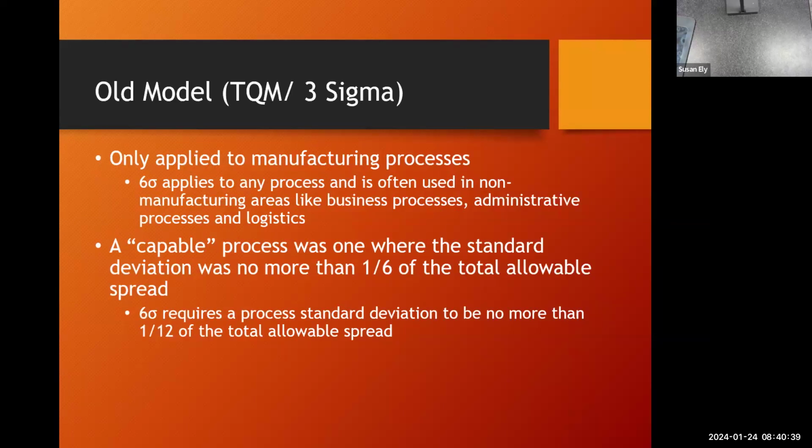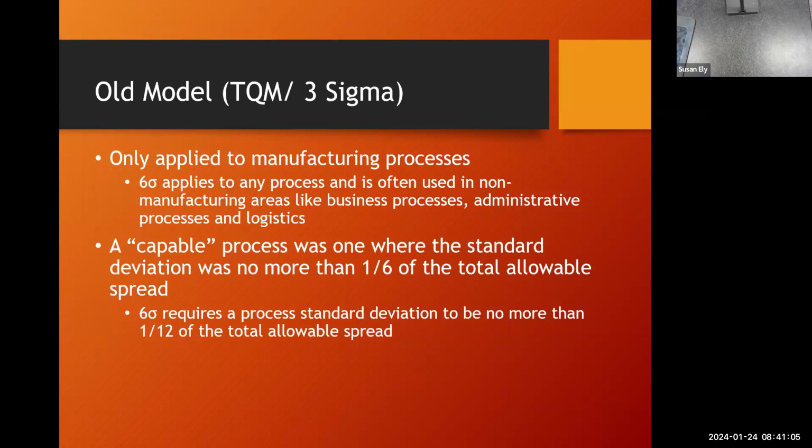So the old model that was only 3 Sigma, they really focus on manufacturing processes, where Six Sigma looks at everything. Everything's a process, so we can work on everything, whether it's administrative, logistical, business, manufacturing, service industry, healthcare, anything you can think of. It's a process, we can improve it.